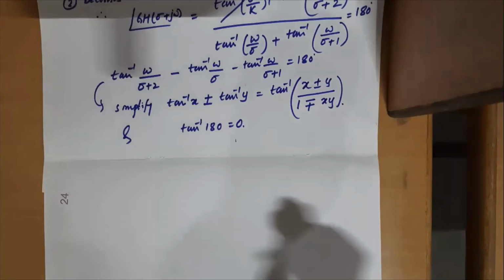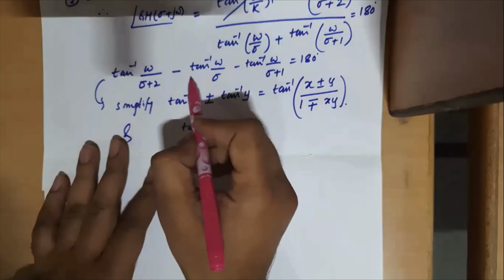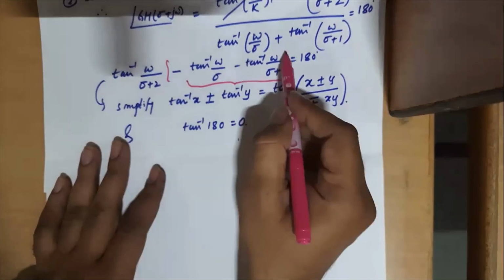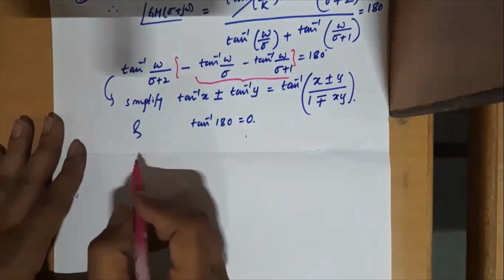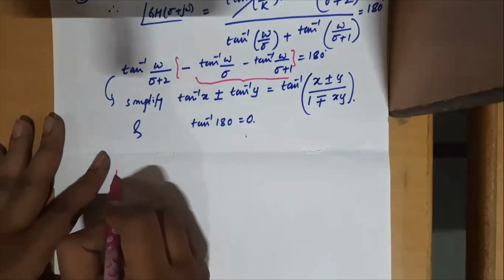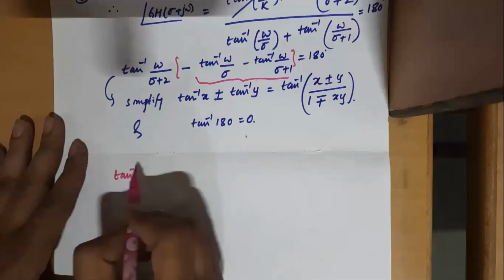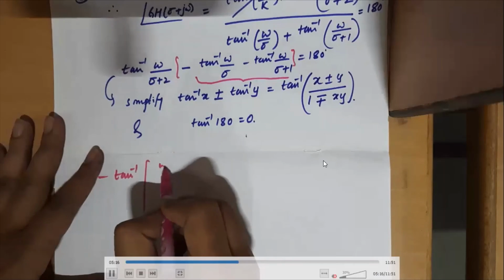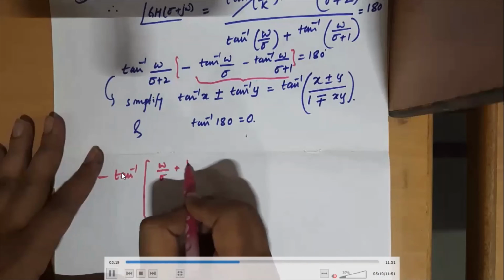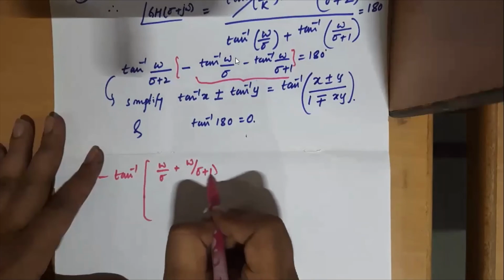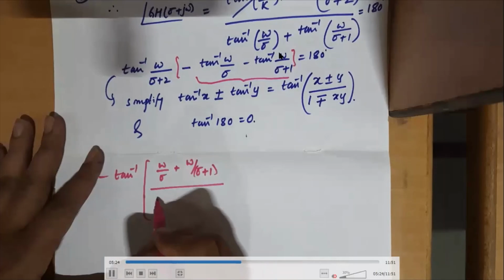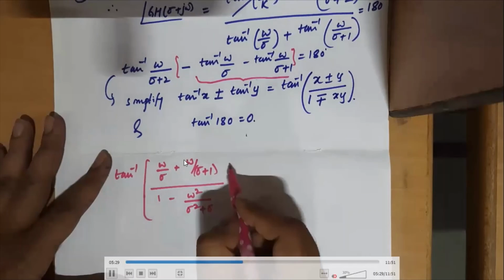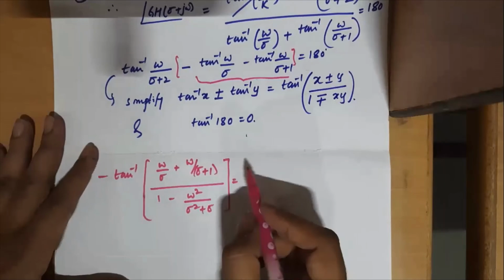So what next? Start simplifying. I have simplified for you, and you have to follow the same steps for the other numericals. So I'll consider first these two terms. They will become tan plus tan when I take minus outside. So omega by sigma plus omega, plus omega by sigma plus 1, which is x plus y, over 1 minus the multiplication of these two.